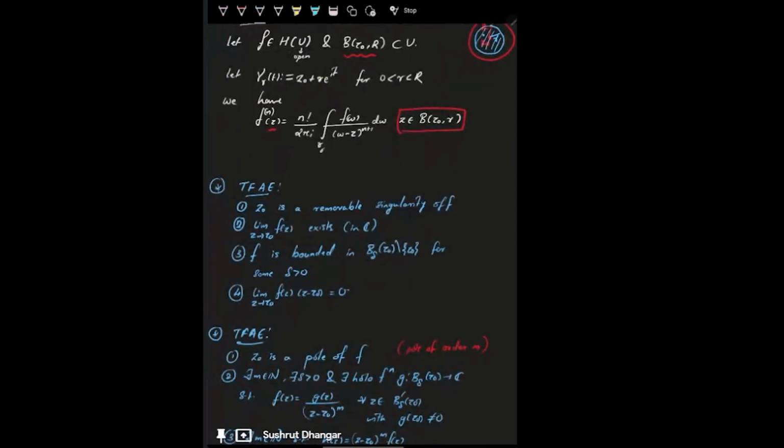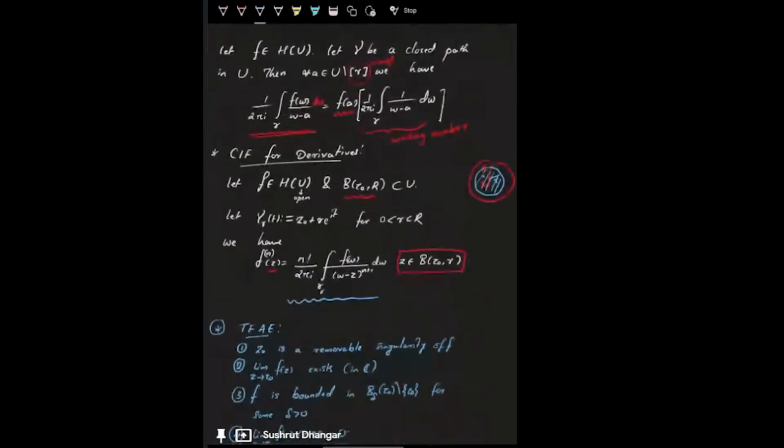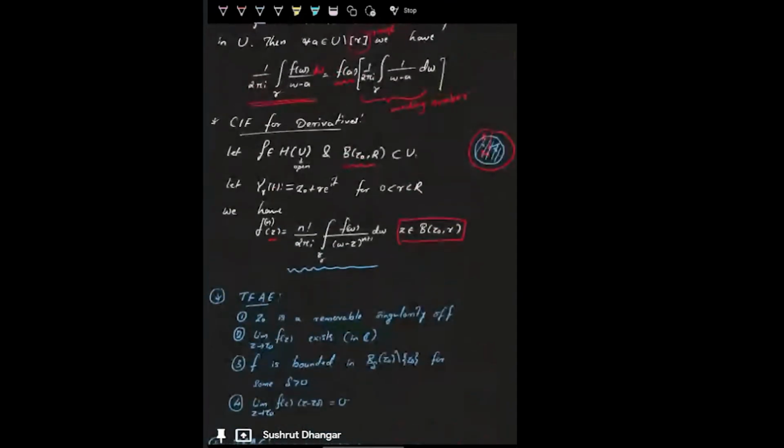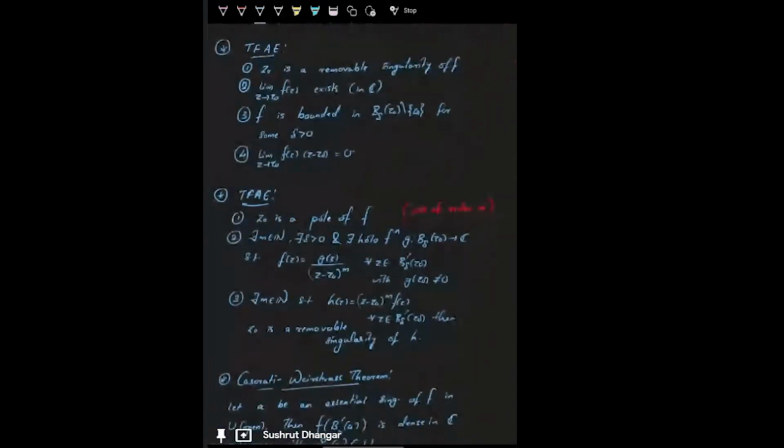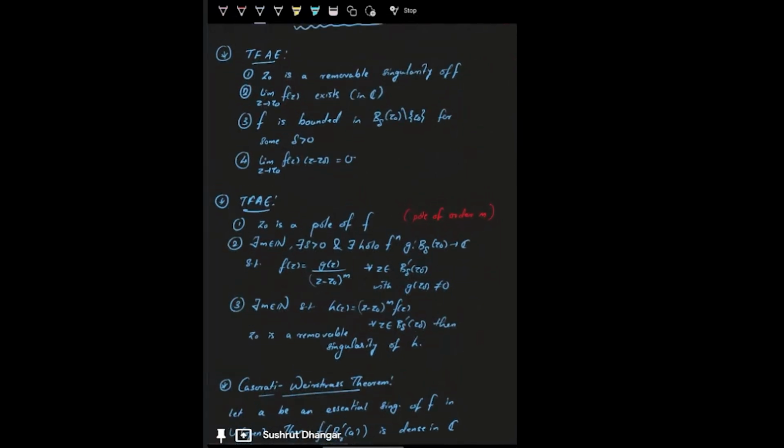the nth derivative of the function at that point is given by this expression, that is n factorial by 2 pi i integral over gamma r of f(w) by (w minus z) whole raised to n plus 1 dw. Now we will be using these two theorems while proving the Laurent expansion and residue theorem.